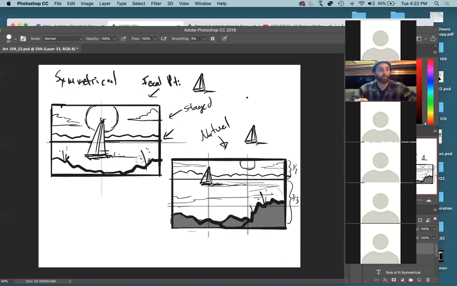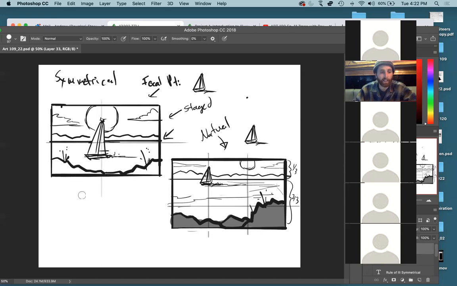So again, I have a drawing challenge for you this week, and it's basically going to be doing something similar to this, where you are taking the same elements, but designing two different compositions, one that's symmetrical and one that's using the rule of thirds. So again, one's not better than the other, and it's good to experiment with both of those.